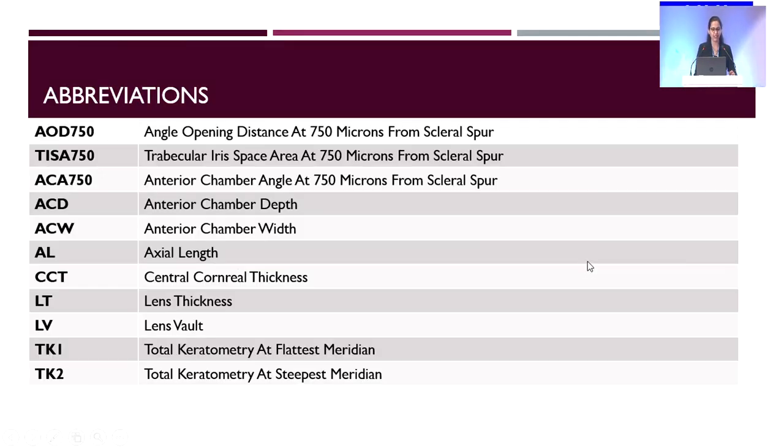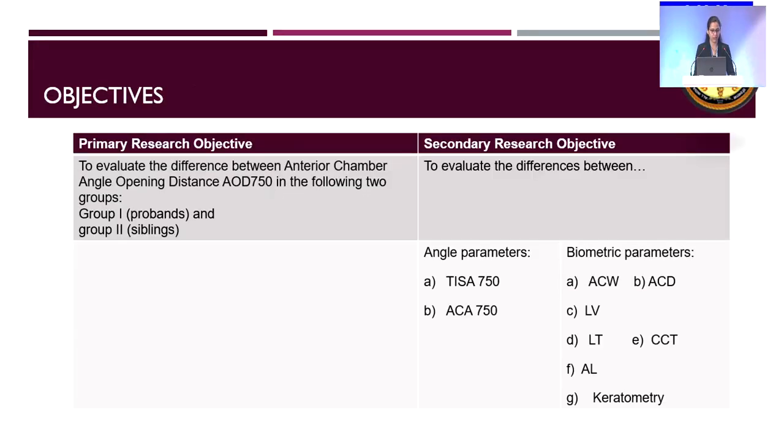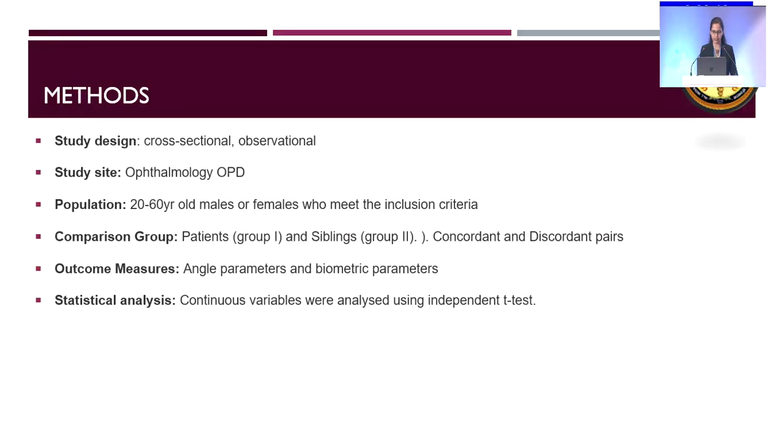So these are the abbreviations used. My primary research objective was to evaluate the difference between the anterior chamber angle opening distance at 750 microns from the scleral spur in the two groups, which were probands and siblings. And the secondary research objective was to evaluate the different angle and biometric parameters. So my study design was cross-sectional and observational, which was done at Ophthalmology OPD and recruited 20 to 60-year-old males and females. And outcome variables were measured. As they were continuous variables, it was analyzed using independent t-test.